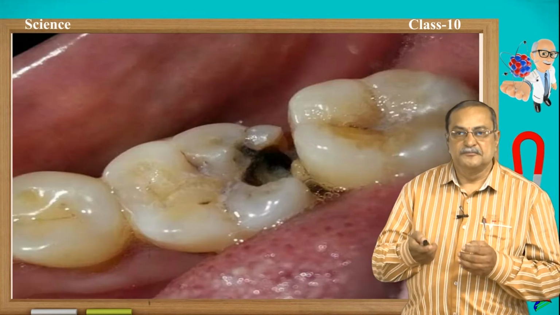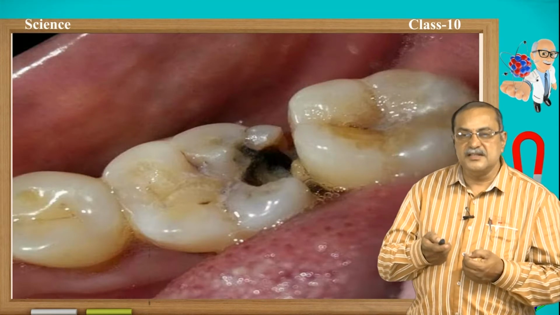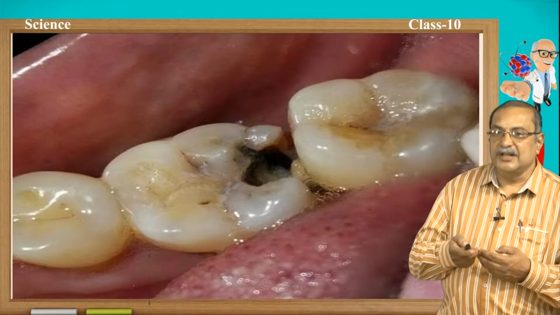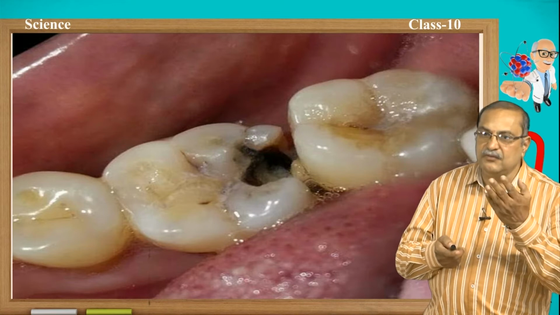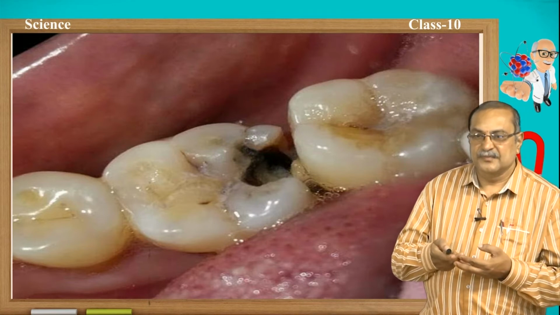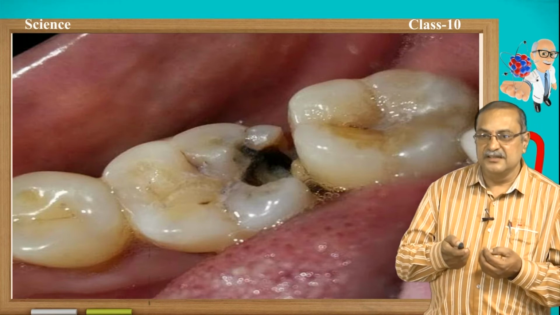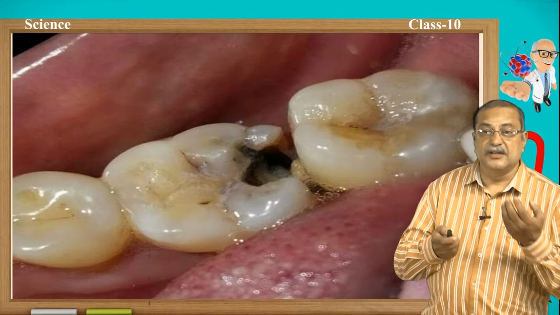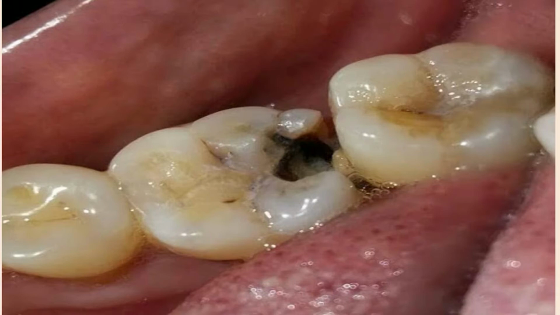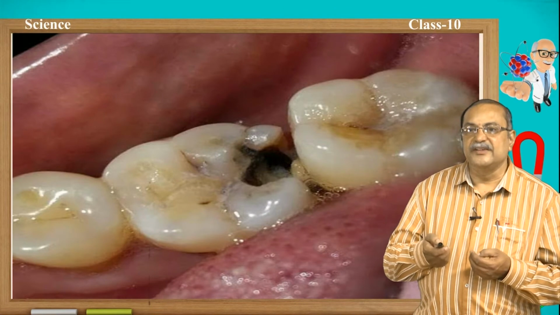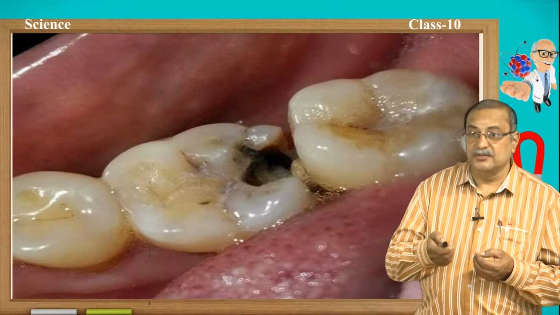Clear? Okay. See children, this is our tooth. What happened to it? You children are fond of eating chocolates, sugar, sweets and other things, and you do not wash your mouth after eating, isn't it? If you are not washing, what will happen? The food stays in between the teeth and causes this type of decay. Tooth decay is going to happen.